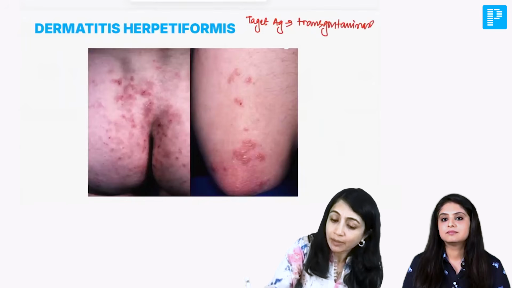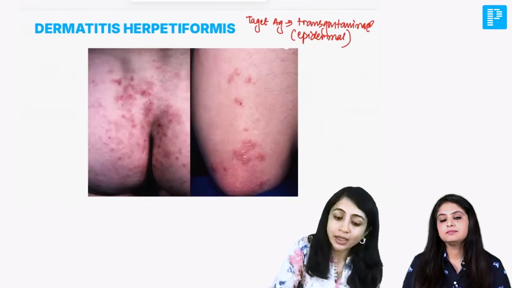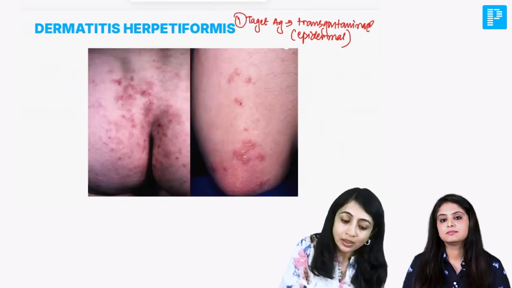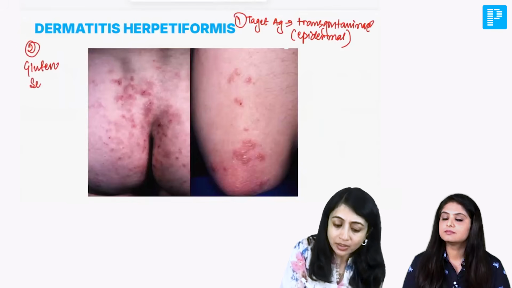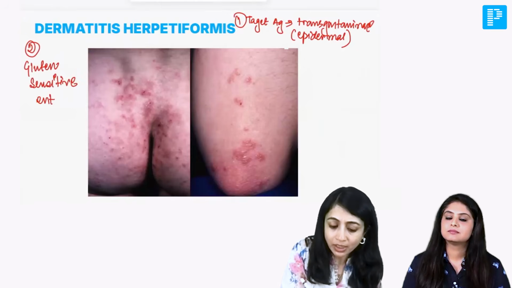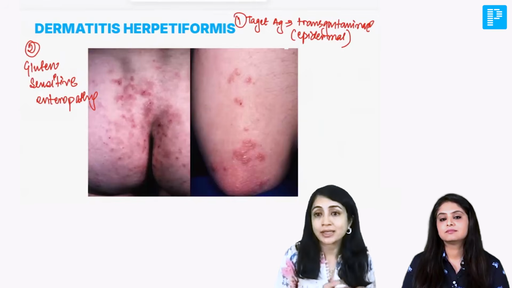And this is epidermal transglutaminase, which is targeted. So that is one unusual part about it. The second unusual part is that it is associated with gluten sensitive enteropathies. So typically, for the transglutaminase that I'm talking about, there is a cross reaction between the GI and the epidermal one, and so the patient has gluten sensitive enteropathy.